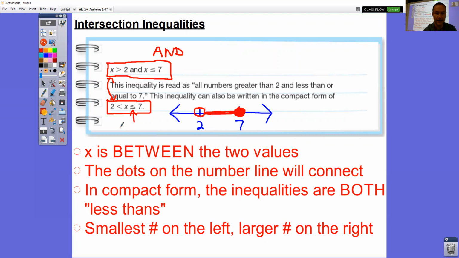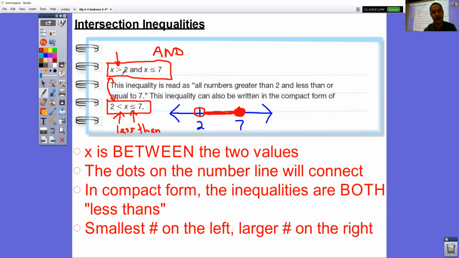You are always going to have less than symbols. Now they can be less than or equal to, but they're always going to be less than symbols. The reason why is because we want this first dot going over to the right when we draw it on the number line. So in order for that to happen, you have to have this greater than symbol here.